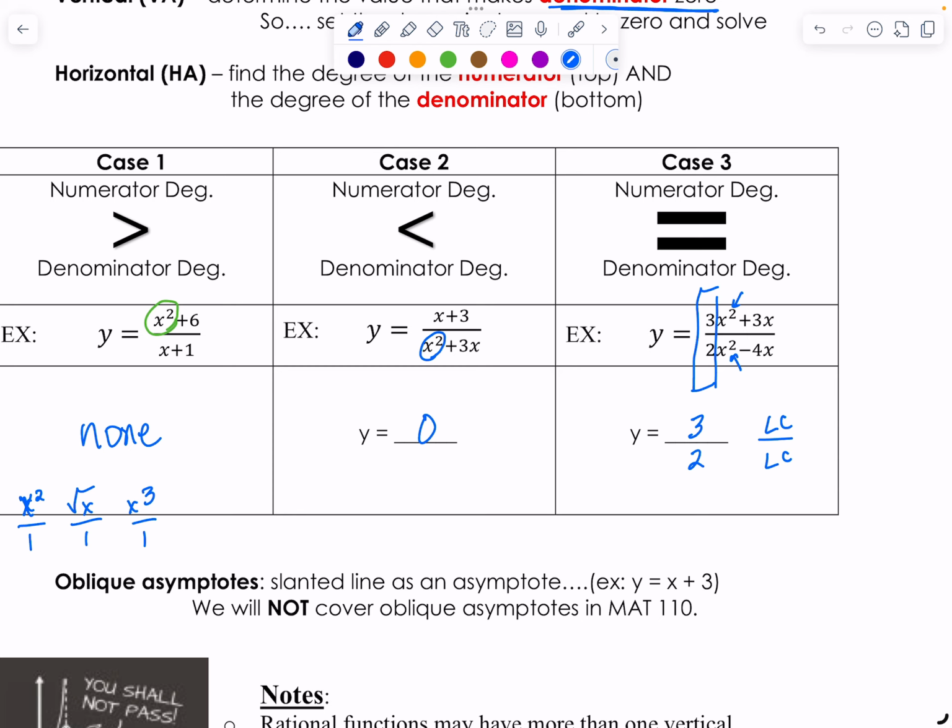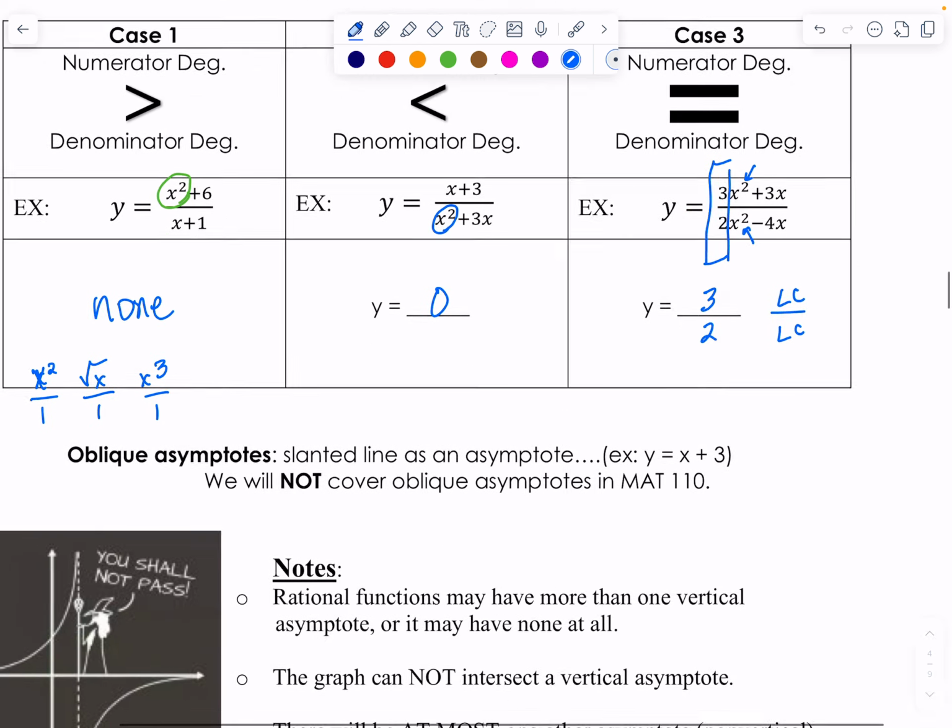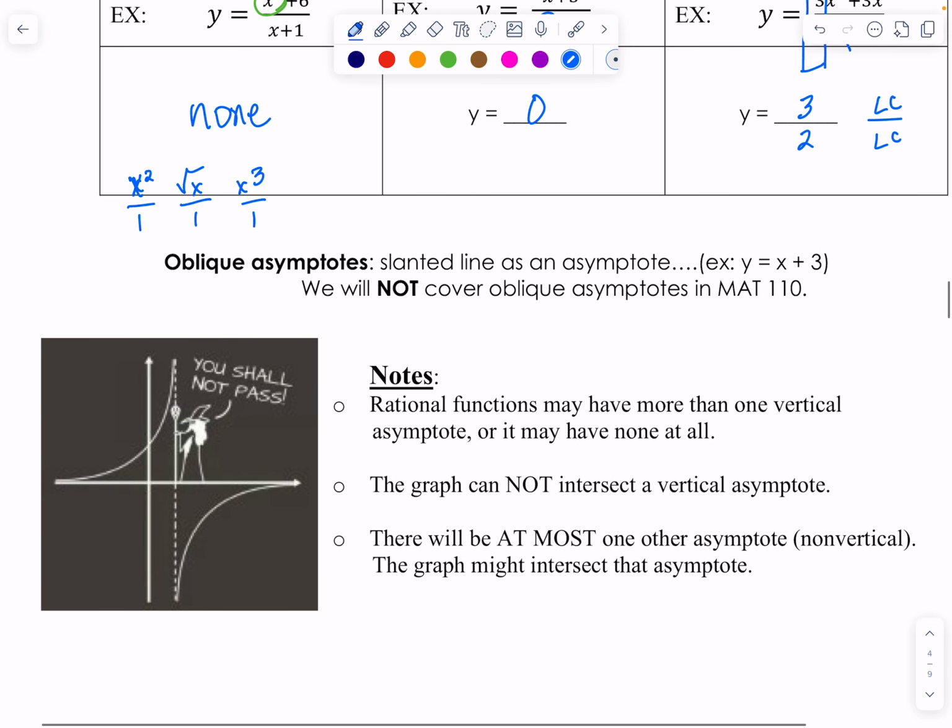Now, in my lab, they're going to talk about oblique asymptotes. Oblique asymptotes mean asymptotes that are not horizontal or vertical. So they're going to be lines. Well, the good news is in Math 110, we're never going to have an oblique asymptote. So in my lab, they may ask for the oblique asymptote, and that would only be when it's matching. You know, my lab likes to do that.